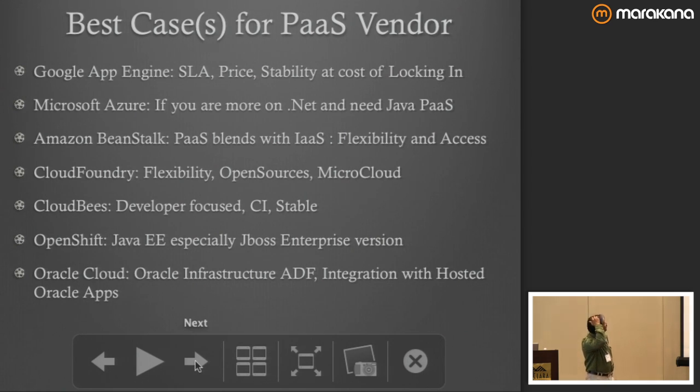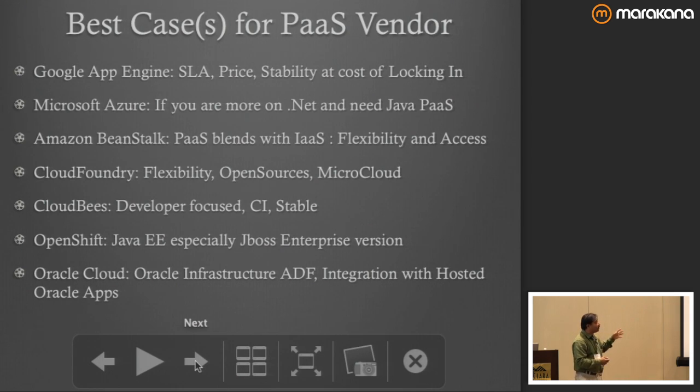Now, finally, from the best cases, these are my summary. This is the important slide. Google App Engine: good SLA, good price, stability is also good, but you get locked into it. So it is your call. If you are okay with locking into the services and building wonderful applications using the Google services, it's a good thing. Lot of services there. Microsoft, of course, is .NET. You go with it, otherwise for Java, don't even consider it. If you are a .NET house with some Java, you go with that.